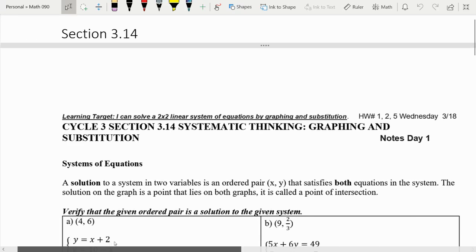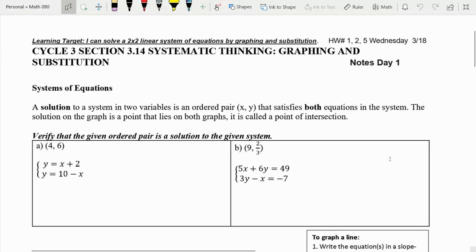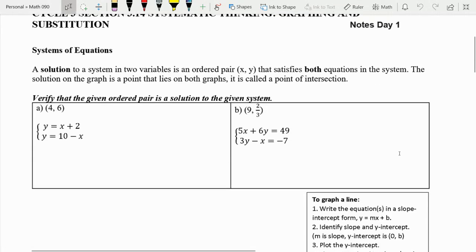All right, guys. So here is a section on systems. Okay. So very first, this very first part here, systems of equations.